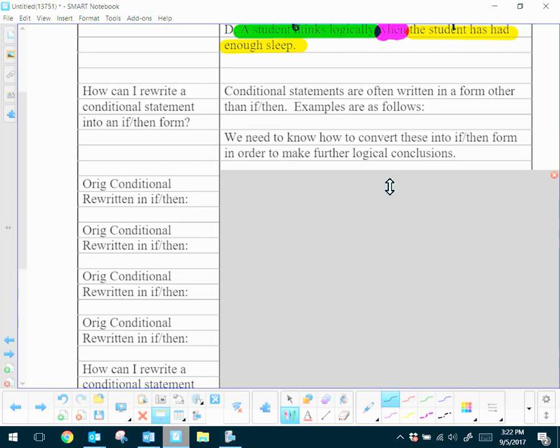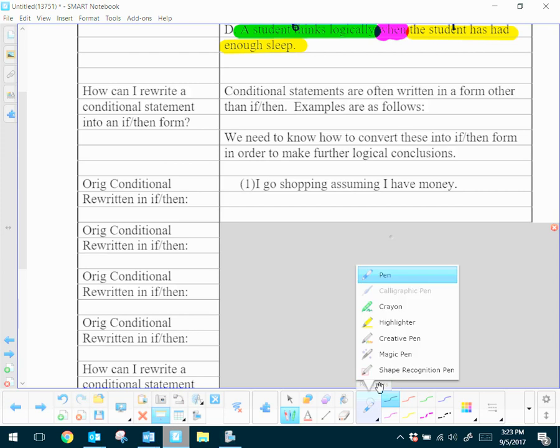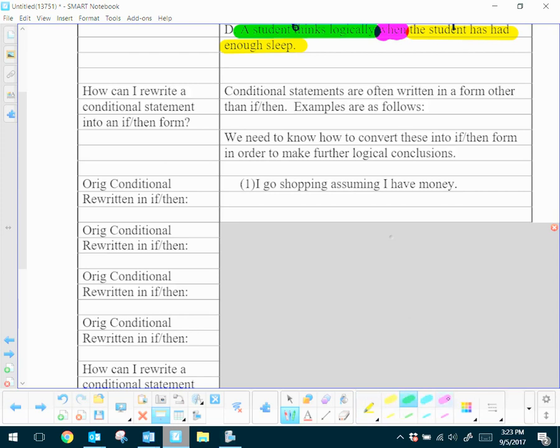Okay, we're going to learn other different flavors of conditional statements next block. So this is important for us getting to that place. Let's start with the original conditional: I go shopping, assuming I have money. The first thing we're going to do is exactly what we did above. We need to determine where our conclusion and hypothesis are in the sentence. Once we do that, it's just a matter of rewriting the information in the if-then form, knowing the hypothesis is always going to come after if, and the conclusion will always come after then.